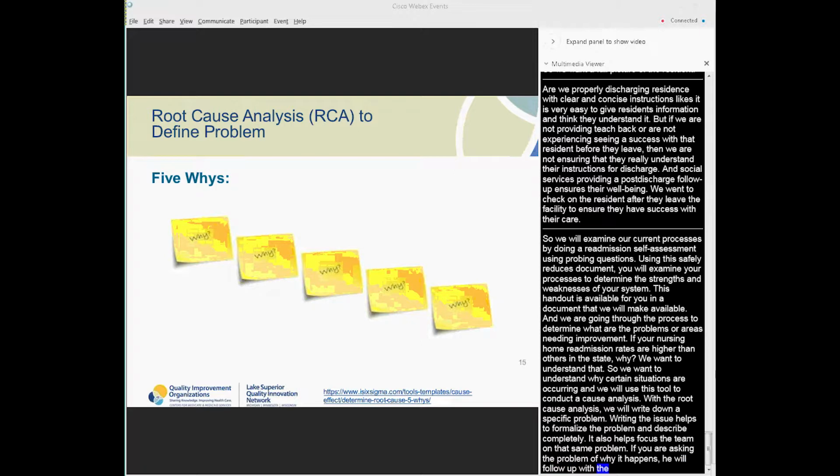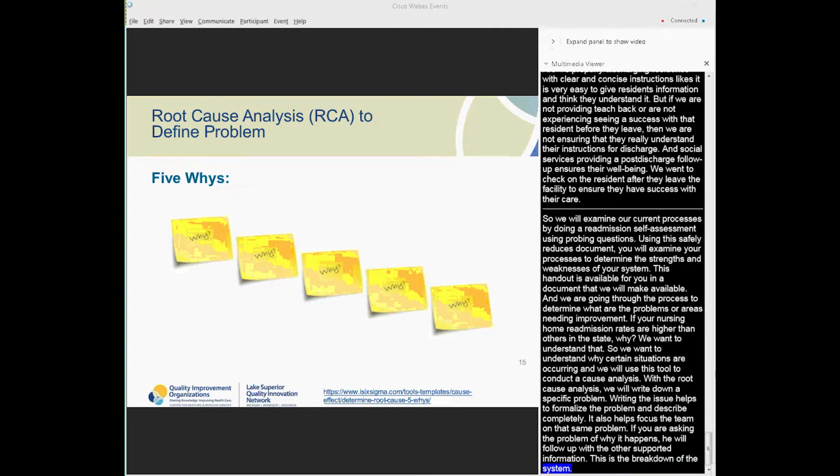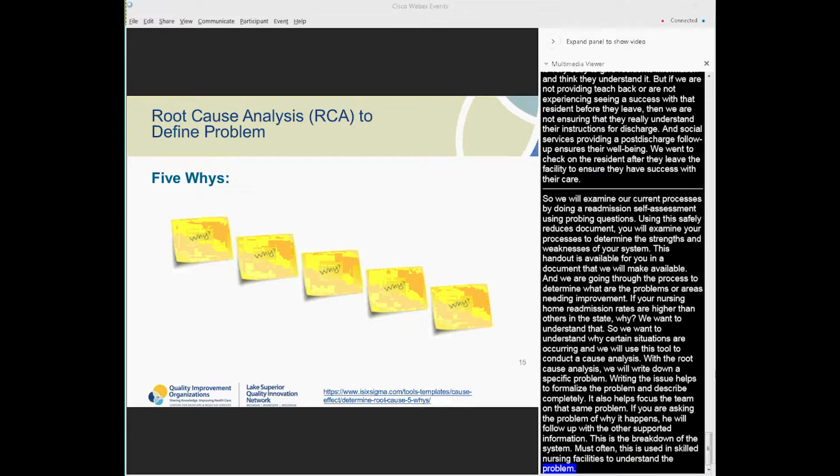Most often this is used in skilled nursing facilities to understand the problem. We're not going to focus a great deal on the 5 Whys, but do know that this information is available to you as well.